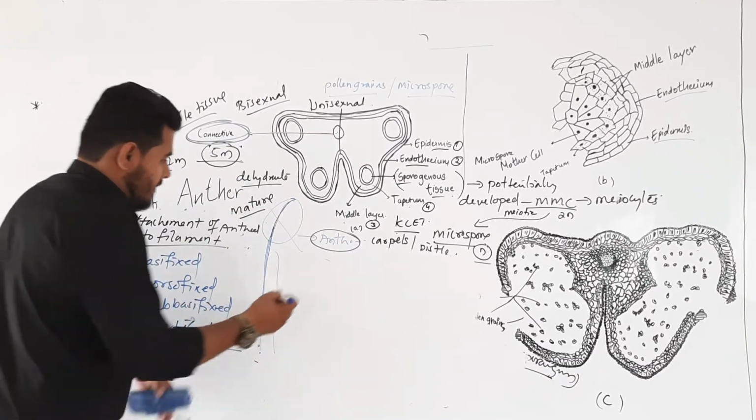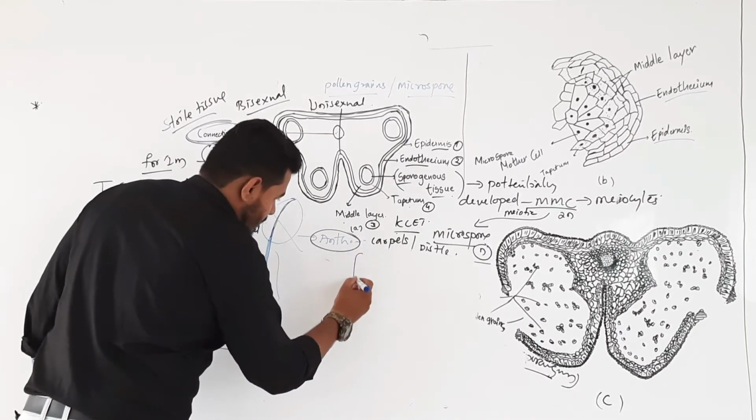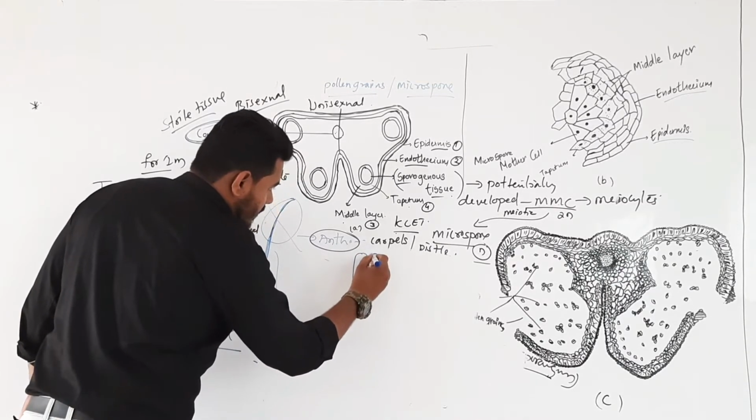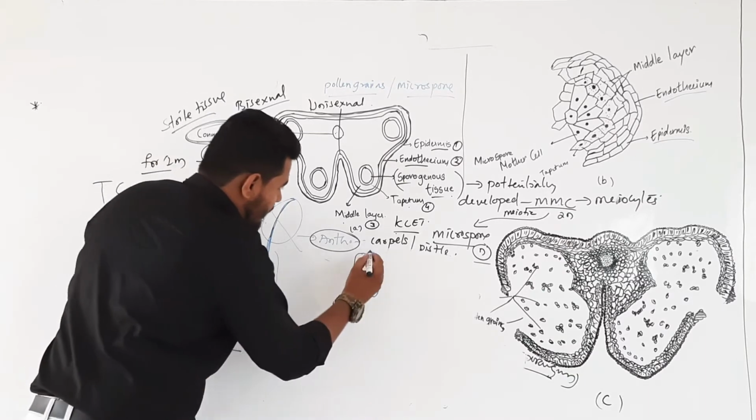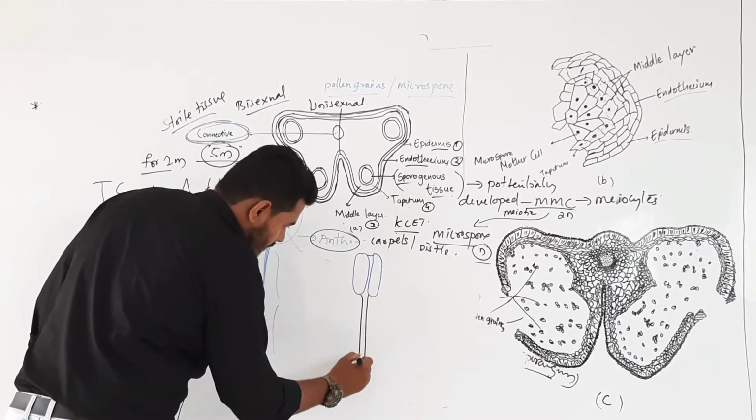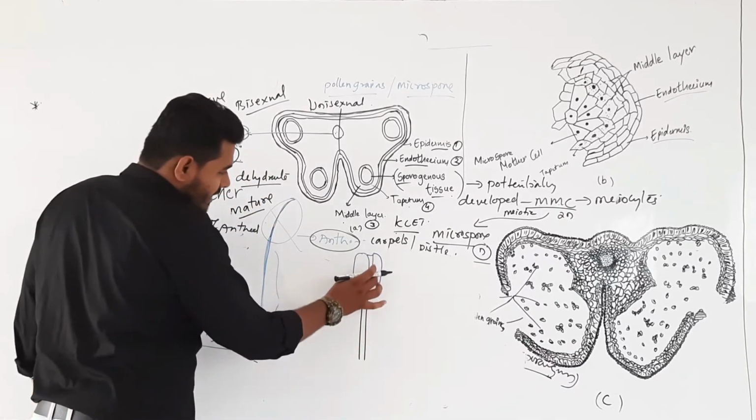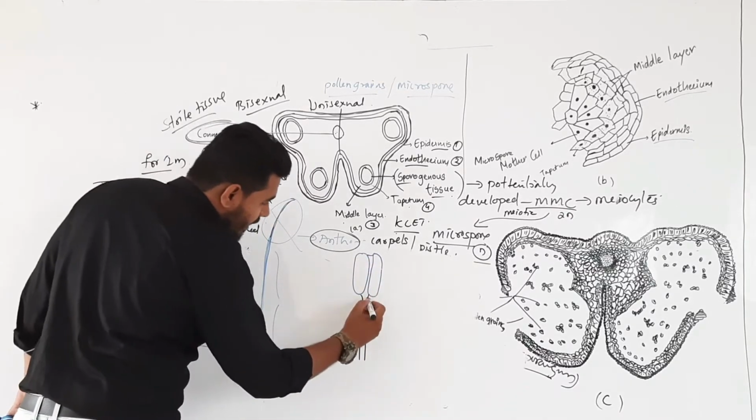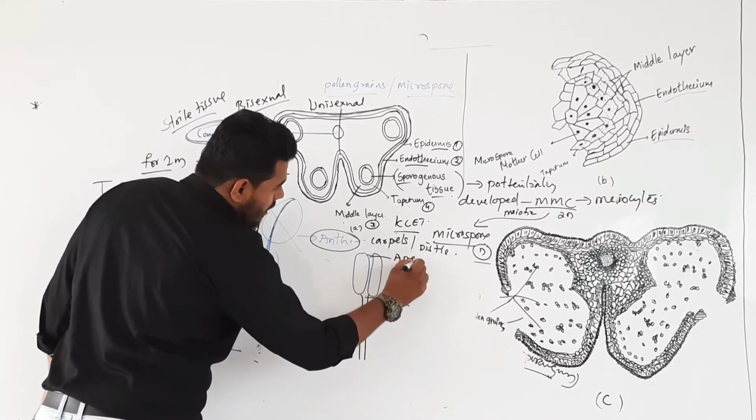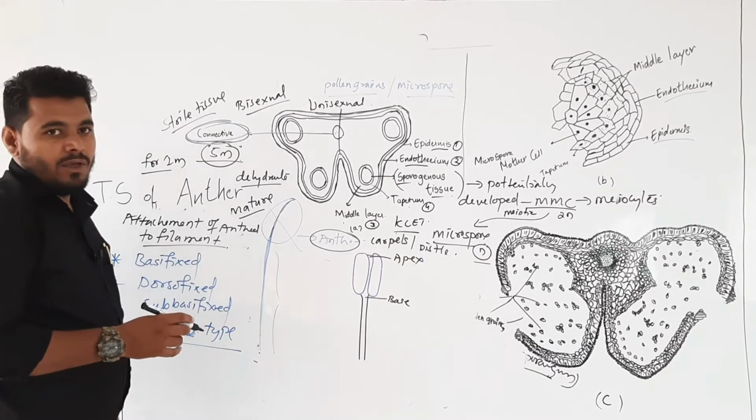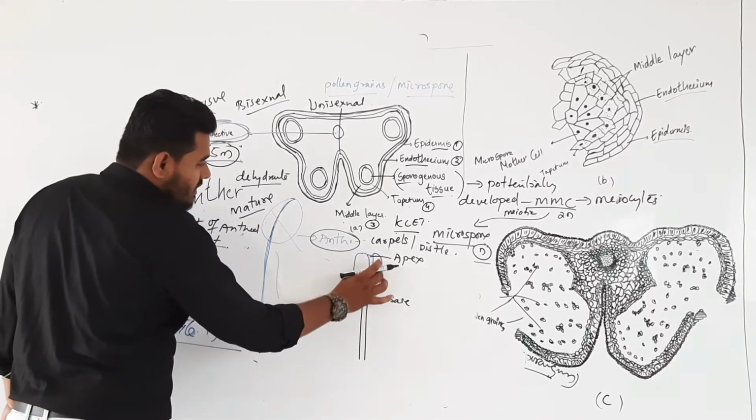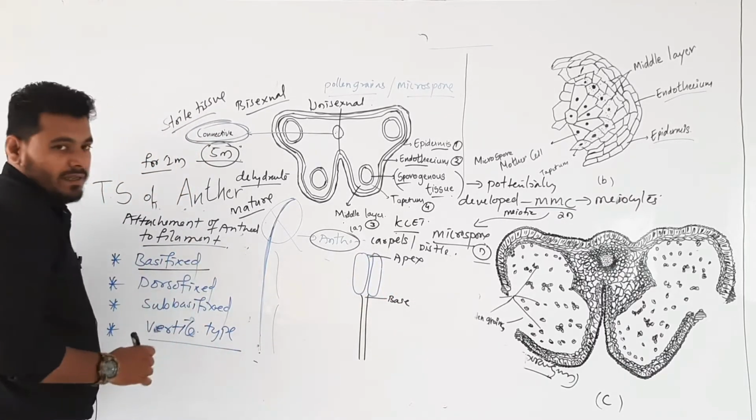So this is the first, basifixed. These are the two lobes, and this is the filament from here to here. The anther is attached with the filament from base to apex region. If the filament is attached to the anther from base to apex, it is called basifixed.